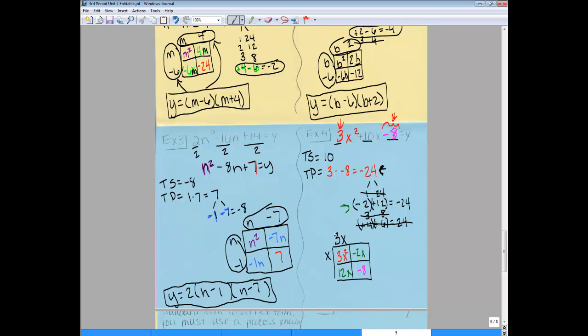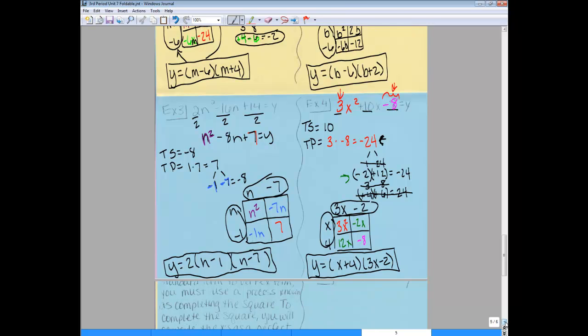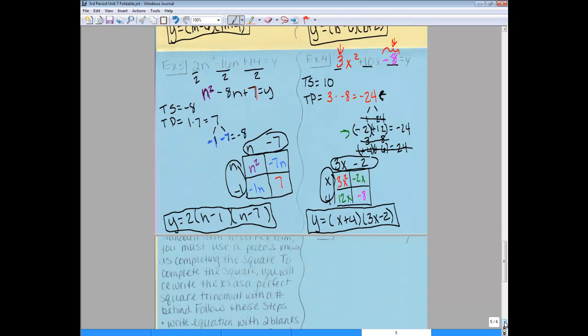Okay, so what times 3x gives me 12x? It's just 4. What times x gives me -2x? -2. And these are my new equations. Y is equal to x plus 4 and 3x minus 2. So that is converting standard form to root form. Sorry, standard form to root form.